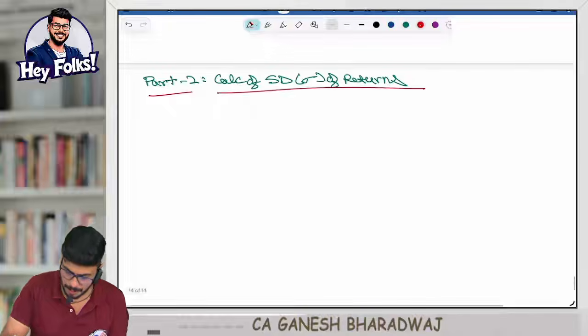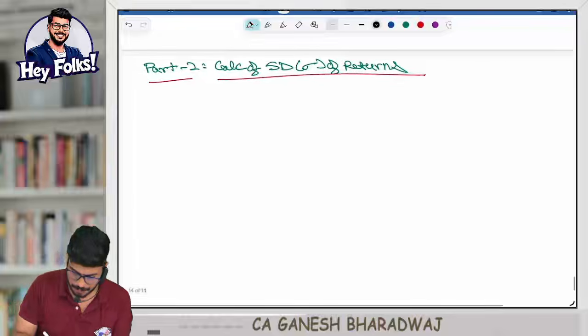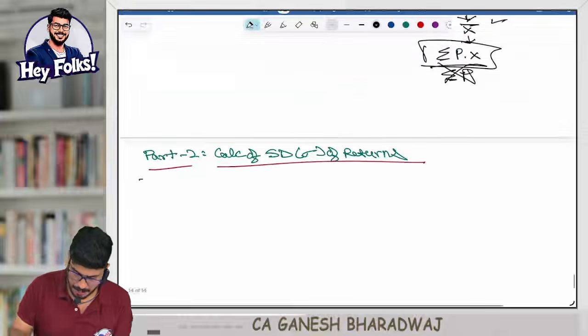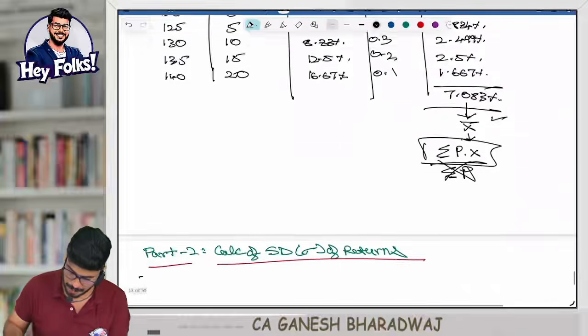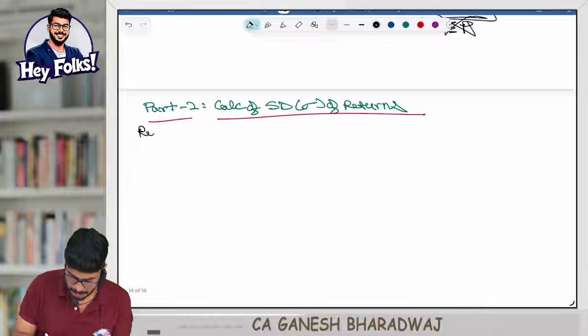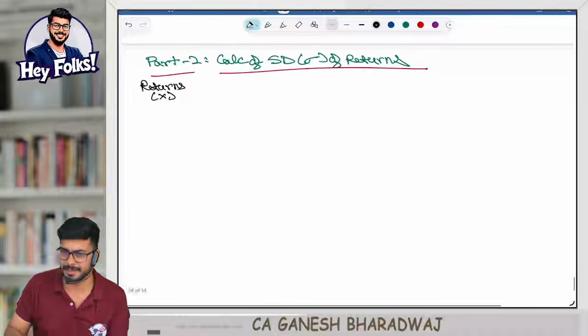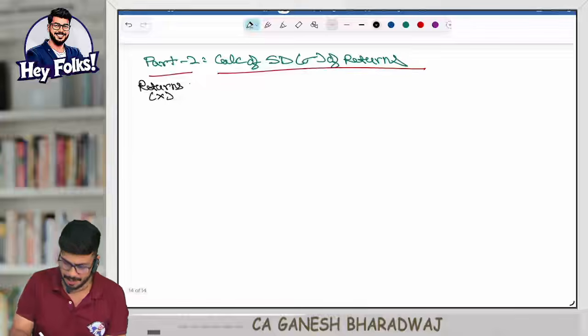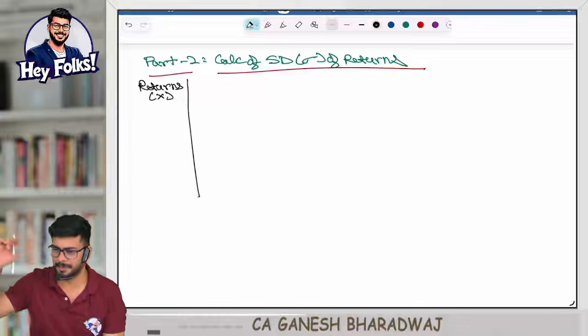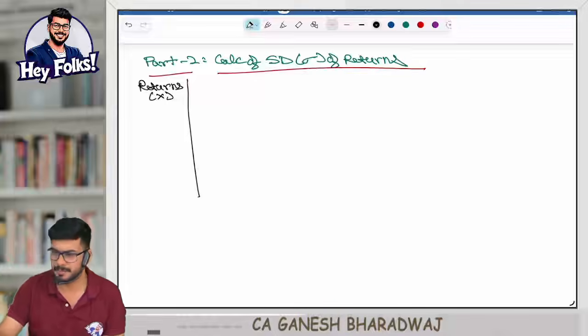So now, what do we do first? First, write down returns within brackets. We call this X here. These are the different possibilities. Is that clear? Right? What are the different possibilities, guys? Okay, first let us fill the top column. We have X, correct? We have X.